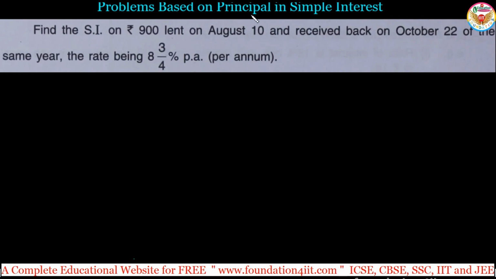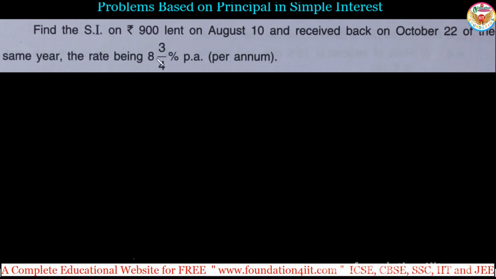Problems based on principal in simple interest. Various types of questions we'll see in this. First one, find the simple interest. Principal we have to find out. First let us see this problem, where they give the time period as dates instead of years. Find the simple interest on rupees 900 lent on August 10 and received back on October 22nd of the same year. So August 10 to October 22nd.